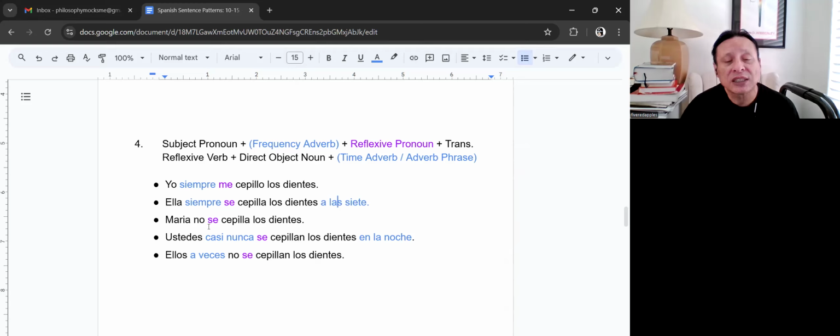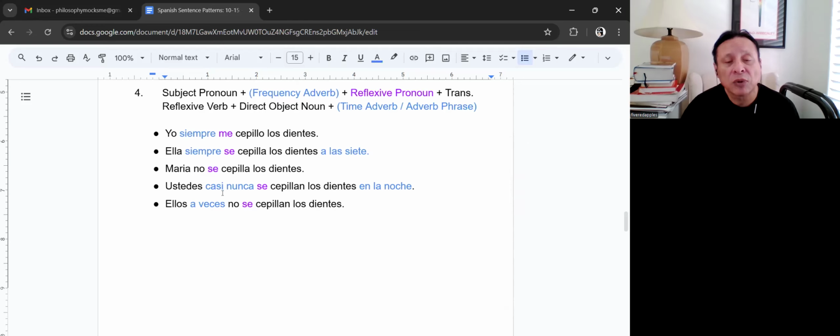María no se cepilla los dientes. Here I threw in the no, but notice where the no goes. To make the verb negative, we throw it in before the reflexive pronoun. María no se cepilla los dientes. Maria doesn't brush her teeth. She's a yuck mouth. Okay. María no se cepilla los dientes.